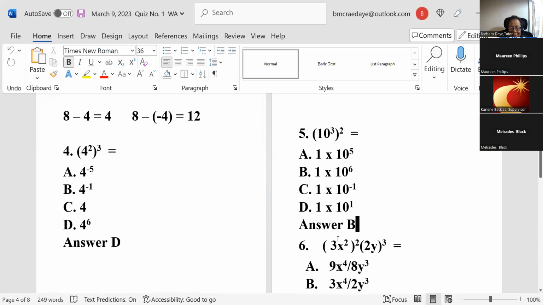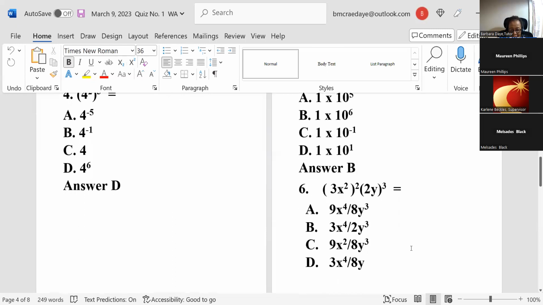All right. Now, here we have what? Power to a power with coefficient and variable, and coefficient and variable.